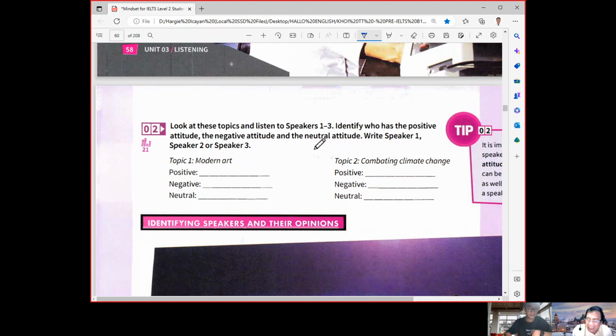If they're angry, of course, there would be a very angry voice and it's rising. If the person is excited, there would also be rising intonation. If there is an intense emotion, hello, Koi, you're there? There would be an intense emotion, so there would also be rising intonation. Okay, let's try to listen. Let's identify who has the positive attitude, negative, and just the neutral.